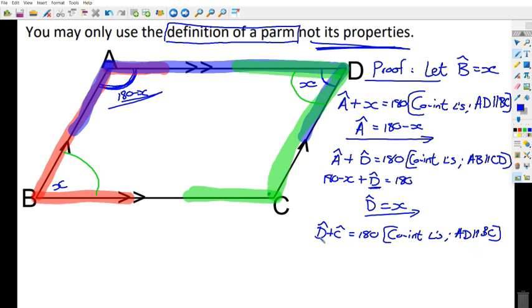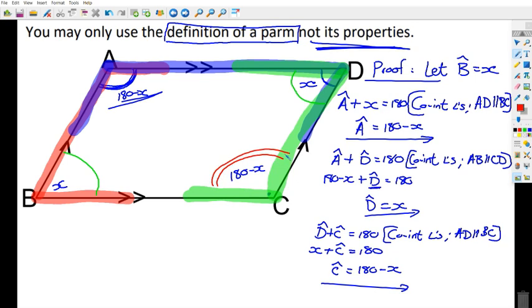Now I know what angle D is. Angle D is x. I'm looking for angle C. I don't know what it is yet, so I'm going to get it in terms of x. To get C by itself, I'm going to take the x over. So angle C is equal to 180 minus x. Let's put that in the drawing and see what we have. So there I've got 180 minus x. Oh, and look at that. Isn't that beautiful? That angle there is equal to that angle over there.